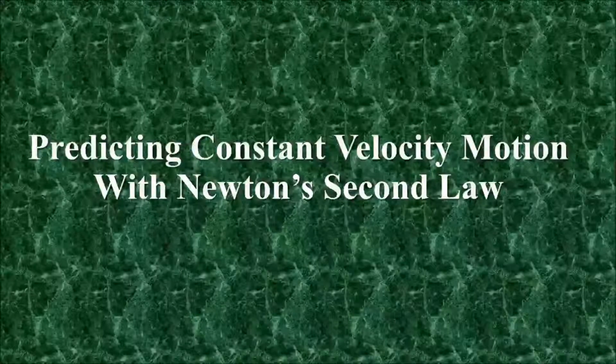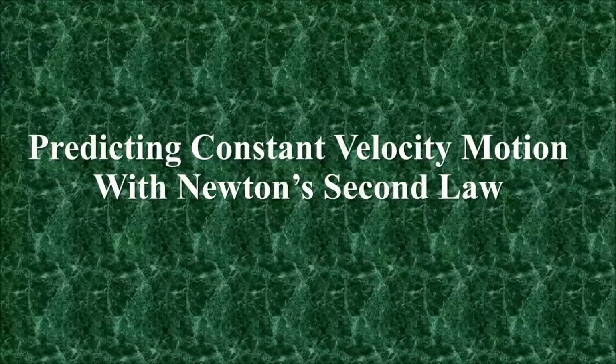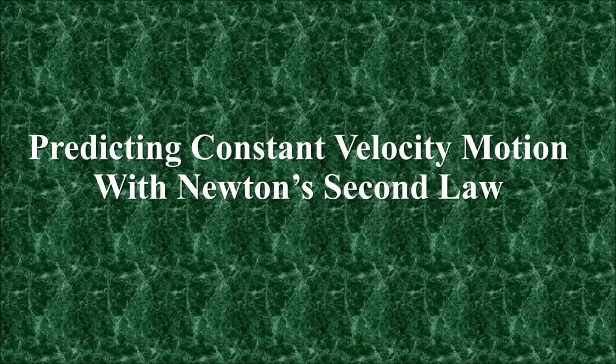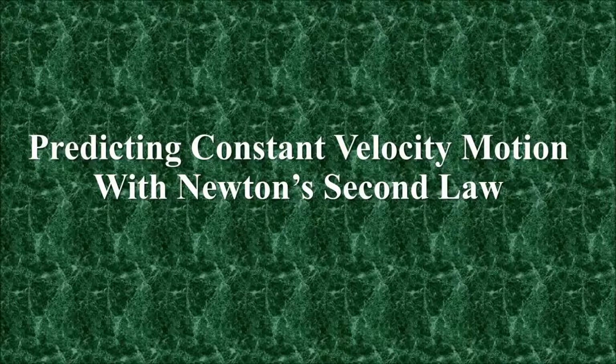Hello, and welcome to my Lab 1 video report where I investigate constant velocity motion using Newton's second law. In this experiment, I'm going to observe a ball moving at constant velocity in one direction. I will use a recorded video of an object in motion, extract position and time data, and then generate a computer model that best fits my observations.